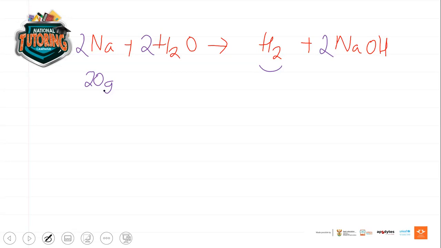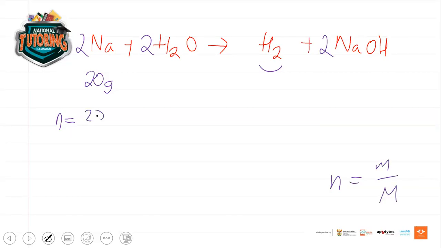So this is what I'm given. I'm given my equation, then I make sure it's balanced, and then I'm given the mass of sodium. So look how I do it. I always work underneath the elements or the compounds involved in the chemical equation. So now I have to work out the number of moles of sodium. Remember the number of moles is the mass divided by the molar mass.